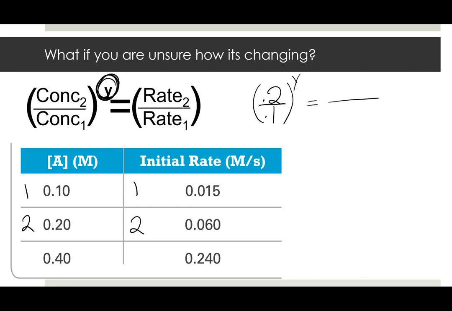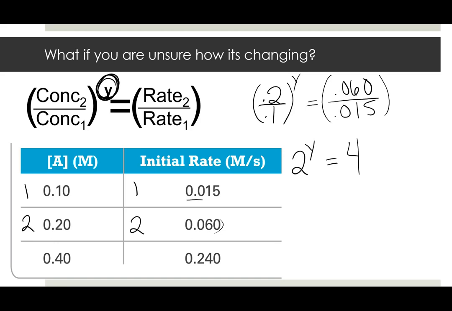That's what I'm going to be solving for. And then I'm going to do the same thing over here. So the rate for trial 2 is going to go on the top, 0.060. And the rate for trial 1 is going to go on the bottom, 0.015. Okay. So from here, you can clean this up a little bit. I can take 0.2 divided by 0.1, and I'll see that that is 2 raised to the y. And you can take 0.060 divided by 0.015, and you'll see that that equals 4.